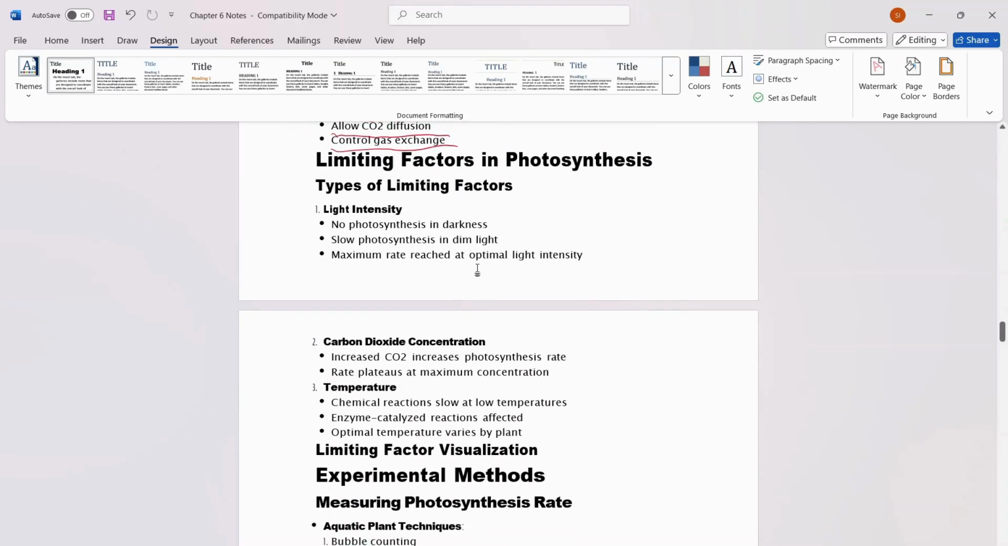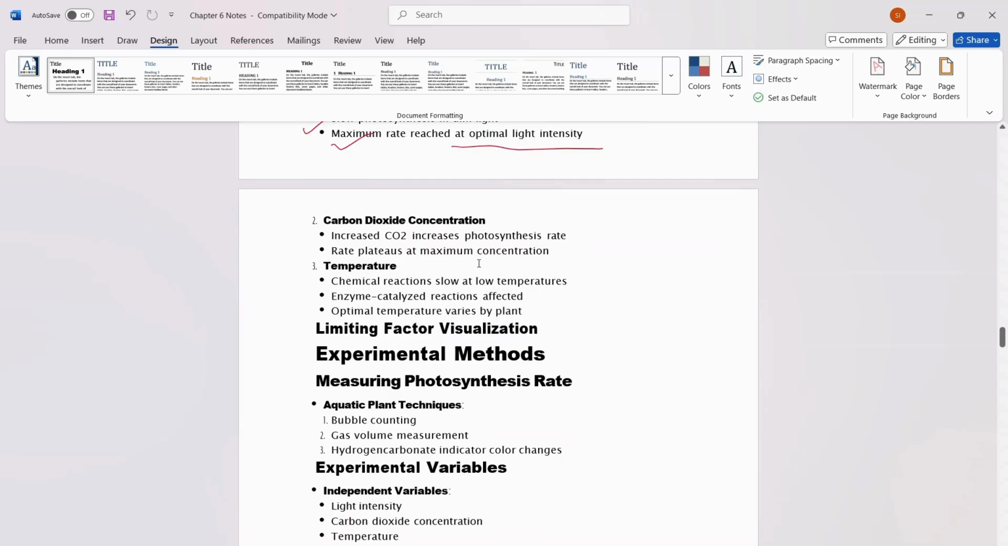Now, limiting factors in photosynthesis. Types of limiting factors: light intensity. No photosynthesis in darkness, slow in dim light, and the maximum rate is reached at optimal light intensity. Carbon dioxide concentration: as CO2 increases, photosynthesis rate increases and plateaus at maximum concentration.